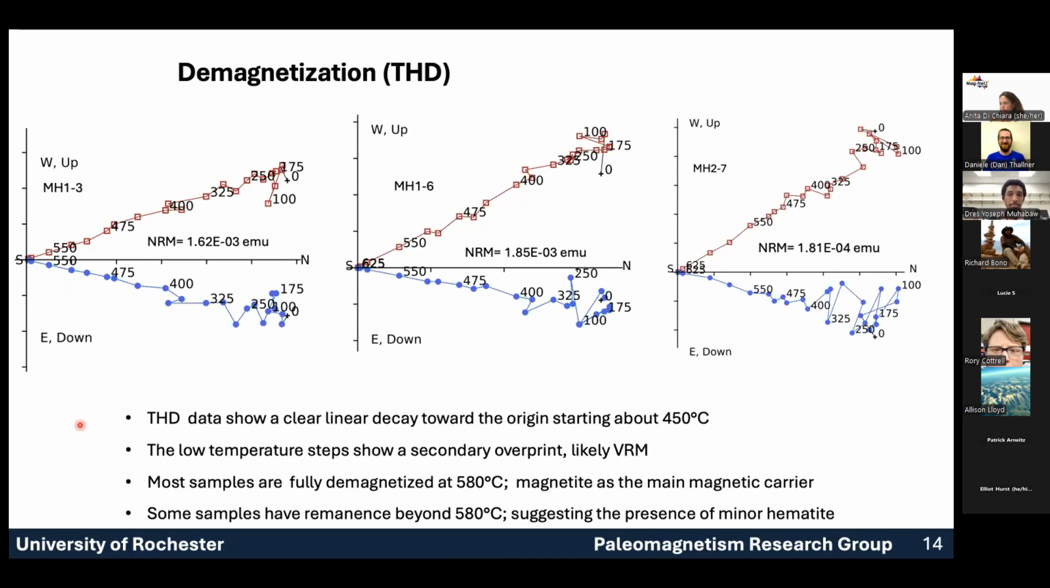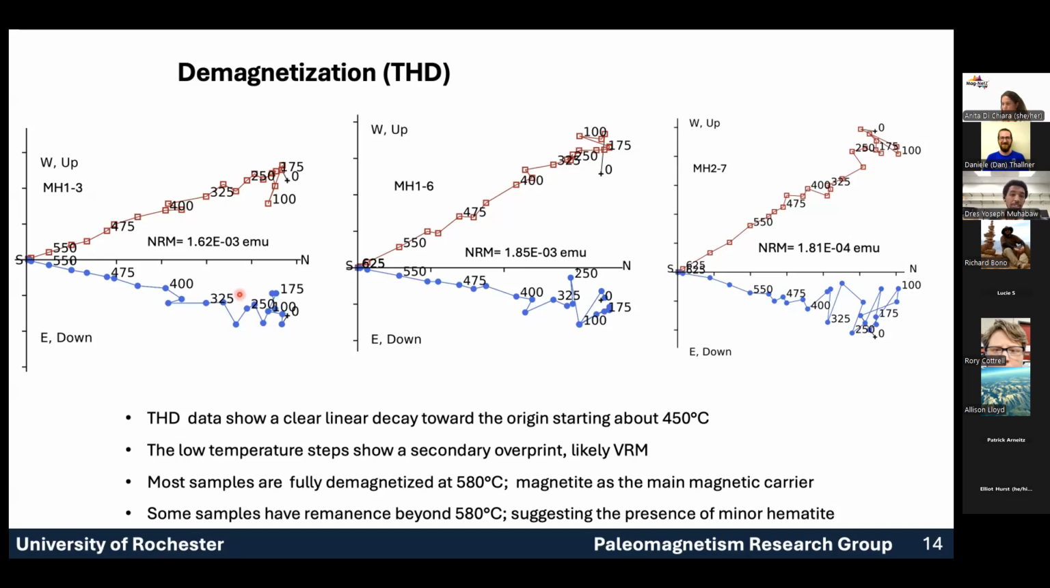The other thing is thermal demagnetization. From this thermal demagnetization, the same thing, the red lines are inclinations and the blues are the declinations. The thermal demagnetization data shows a clear linear decay towards the origin, starting at sometimes 400, sometimes 450. This shows the characteristic remanent magnetization, whereas this low temperature component shows some secondary overprints, likely viscous remanent magnetization.